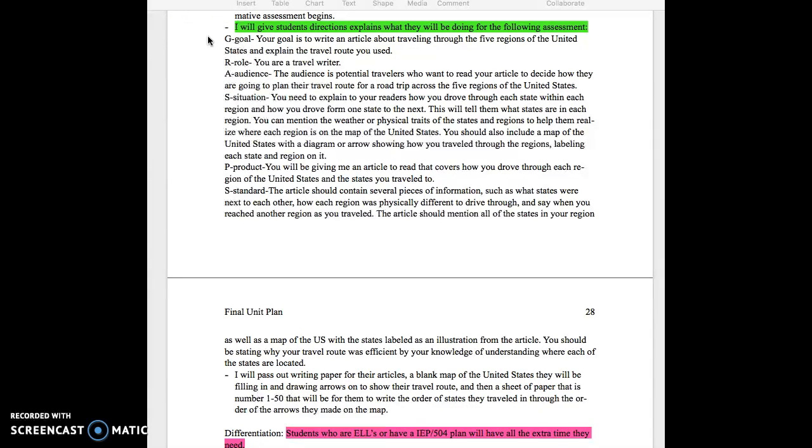So basically their goal is to write an article about traveling through the 5 regions of the US as if they were doing a road trip. They're a travel writer and they're writing an article. The audience is going to be potential travelers who are going to read the article and then figure out, oh, this is definitely the right route to take.